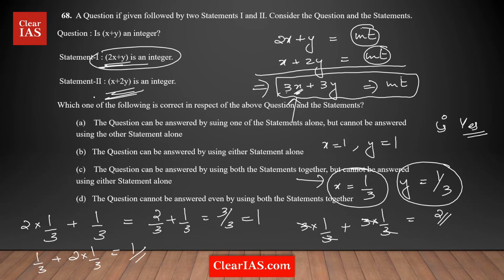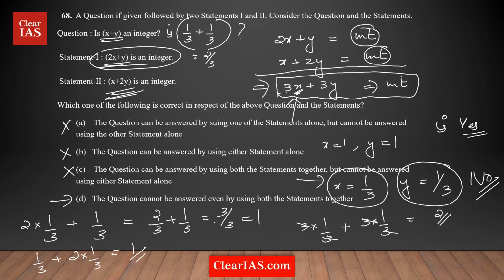Now I'm going to cross check the question step. Is x plus y an integer? The value of x is 1 by 3, so I'm going to ask, is 1 by 3 plus 1 by 3 an integer value? The sum is 2 by 3, which is not an integer value. So you got a no here. Even if you combine both the statements, you got a yes as well as a no. So for that reason, even if you combine it, it is not sufficient. So option C is also eliminated, and you're left with option D. That is, the question cannot be answered even by combining both the statements.